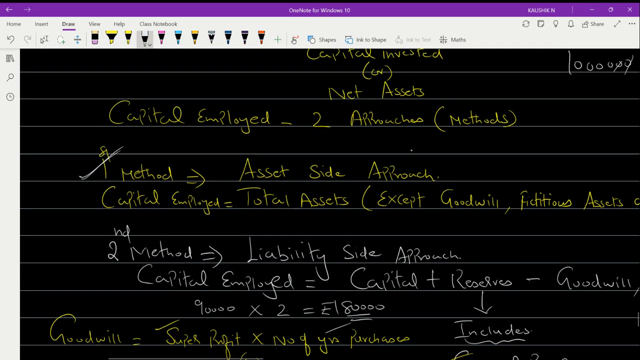So substitute here. 22 lakhs minus 5,60,000. What balance do you get? From 22 lakhs, if you subtract this value, how much are you getting? 16,40,000.